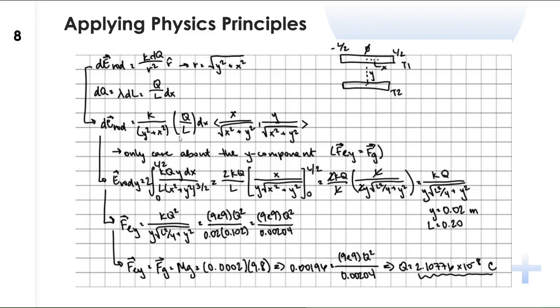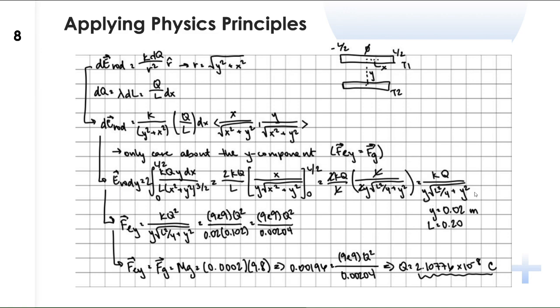Substituting that in, we get an expression for the dE of our tape, and we only care about the y component because the gravitational force is only in the y direction, so we need to set the y component of the electric force equal to gravitational force. Therefore, we only need to integrate the y component of the dE of our tape. We integrate from 0 to L over 2, which gives us half the electric field overall, and then we multiply that by 2.